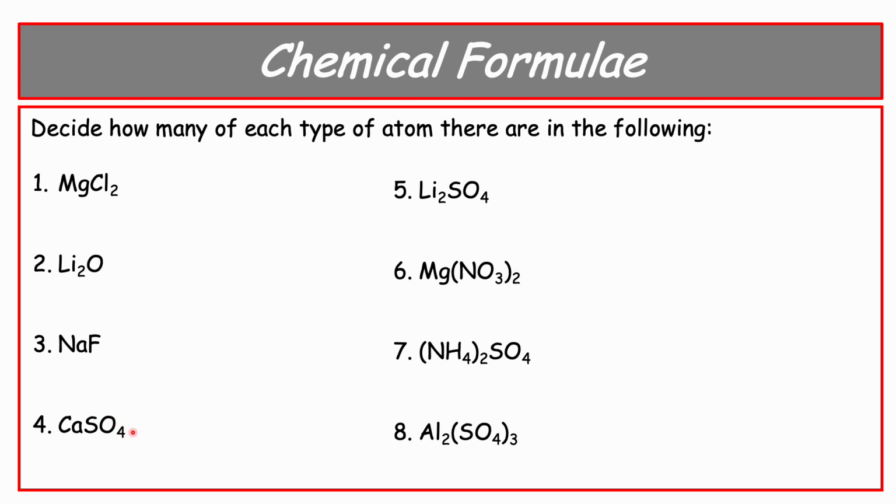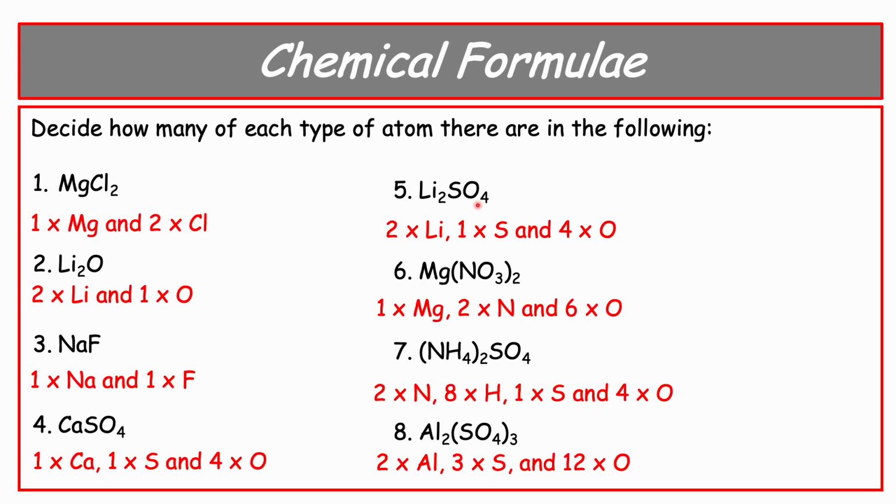Remembering that that little 4 only applies to the element it immediately follows, so it only applies to the O, not the S or the calcium. For lithium sulfate, I've got 2 lots of lithium, 1 lot of sulfur and 4 lots of oxygen. For magnesium nitrate, I've got 1 magnesium, 1 nitrogen inside the bracket, but we've got to times it by 2, so 2 nitrogens in total, and 3 oxygens inside the brackets, times by 2 gives us 6 oxygens in total.